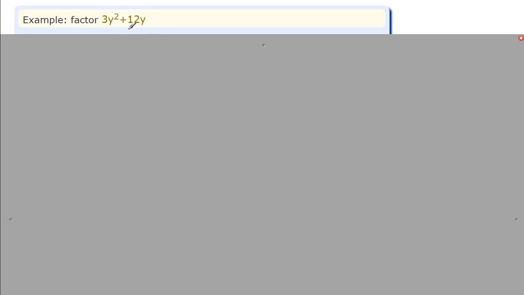Okay, so let's have a look at one that's a little more complicated. 3y squared plus 12y. Now we think, okay, what's something that divides both of them? Well, they both can be divided by 1. Okay, that's fine. That's not really helpful. They're not both divisible by 2 because 3 isn't divisible by 2. I notice both of the numbers are divisible by 3. I can divide 3 by 3 and I can divide 12 by 3. Good, so that's a really good start. I can pull a 3 out of each of those terms.